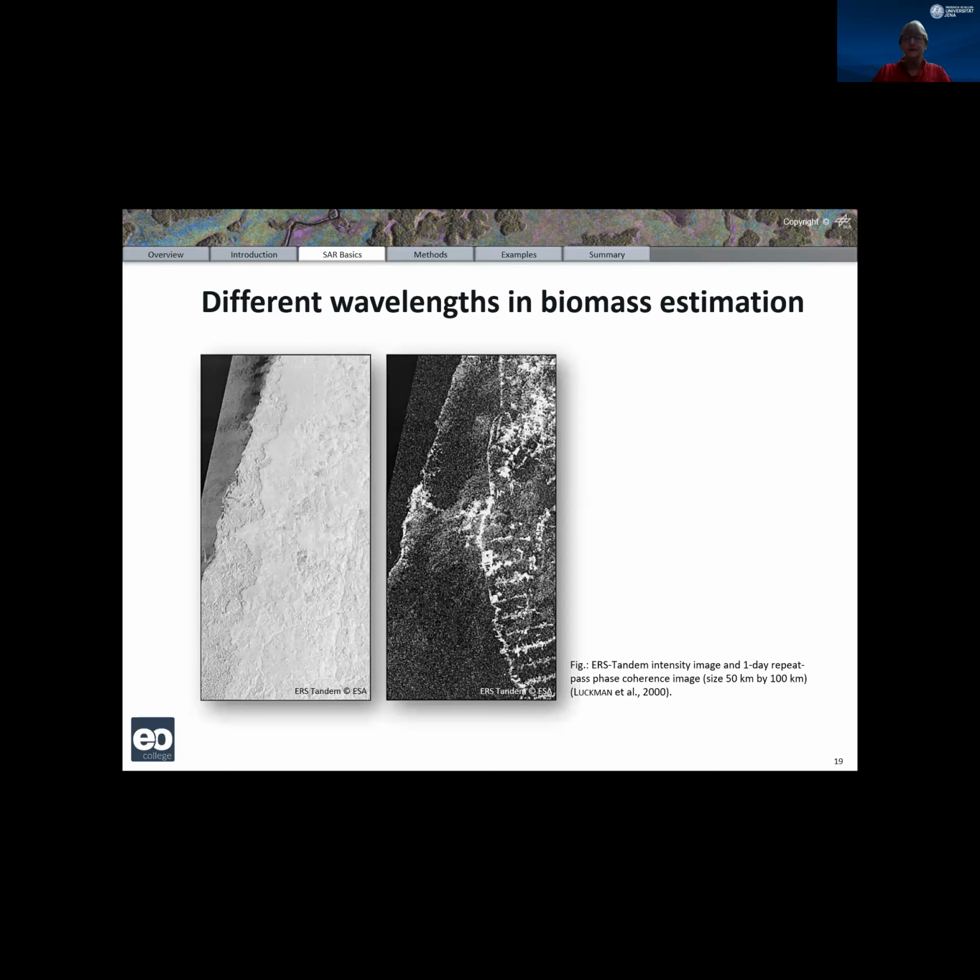Okay, and this is showing you now, and then we do a little break, the ERS tandem. There's a new term, tandem. ERS were the first satellites of the European Space Agency, ERS-1 and 2. And sometimes it was called the tandem mission, when these two satellites were programmed so that exactly 24 hours were between acquisition number 1 of ERS-1 and acquisition number 2 from ERS-2. So we knew exactly there are 24 hours between the two acquisitions. And this is shown here, a 1-day repeat pass.